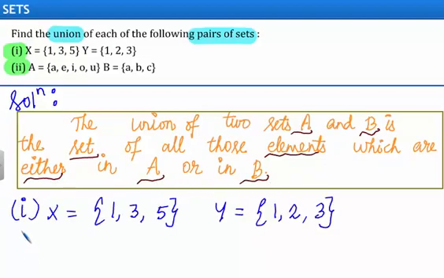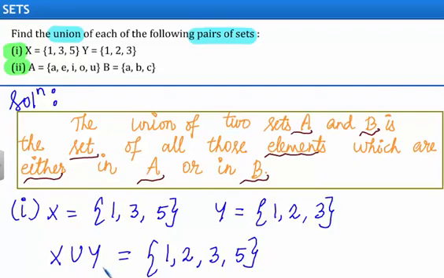In the first part of the problem, we are given the sets X and Y. So union of X and Y will be X union Y, which will be equal to 1, 2, 3 and 5.